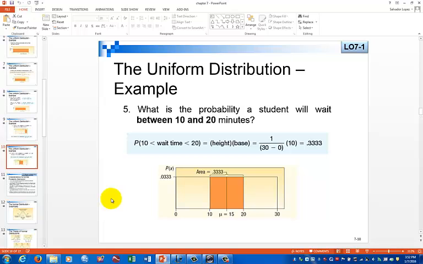What is the probability that a student will wait between 10 and 20 minutes? Well, just concentrate on the area between 10 and 20, and the height will be the same. 20 minus 10 in the base is equal to 10, and the height is always 0.0333. Remember, that's the inverse of 30. And so it'll be 1 over 30 times 10 equals 0.3333. So the probability is 33.33%. And that's the end of section 1.